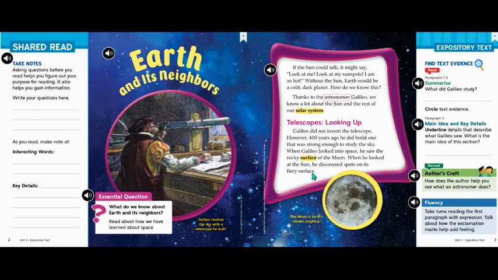Well, I read that Galileo built a telescope and used this telescope to look at the surface of the moon and sun. So I'm going to underline those details.